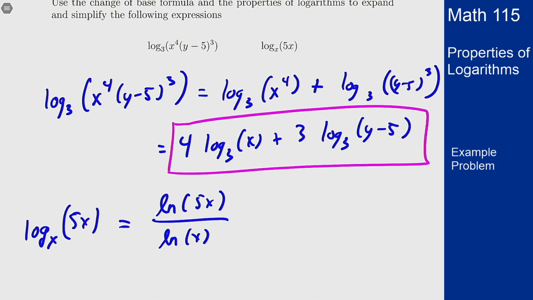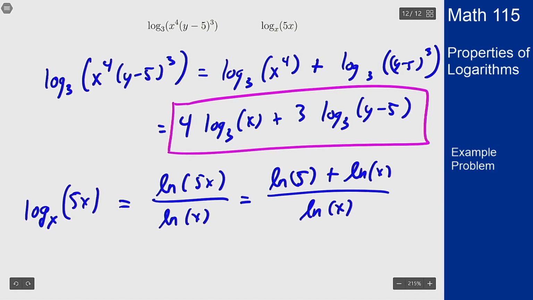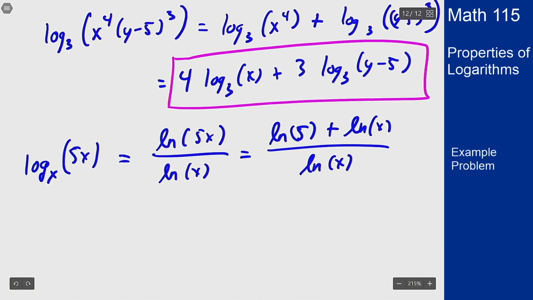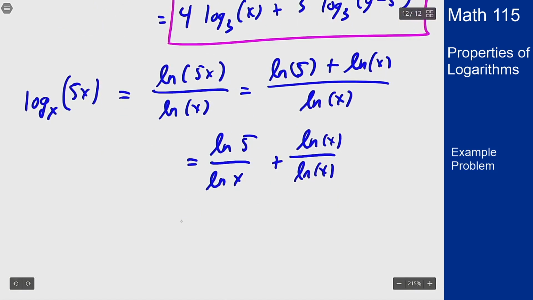But what I can do on top of that is I can also now split the log of 5x on top into a log of 5 plus a log of x, divided by natural log of x. And then as a last step, I can split this into two fractions. The two fractions I would get here would be natural log of 5 over natural log of x, plus natural log of x over natural log of x, but that last part becomes 1. So I will get natural log of 5 over natural log of x, plus 1.